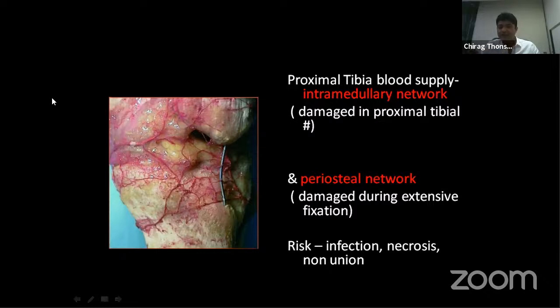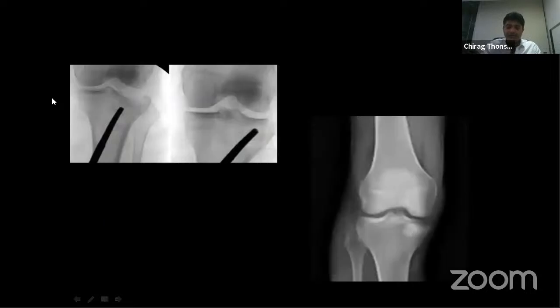What does this lead on to? This leads to the risk of infection, necrosis, and of course, some of these fractures, especially the bicondylar or type 6 fracture, are more notorious for non-unions. These are all the day-to-day problems which we encounter in proximal tibial fractures, and this is what makes their treatment more challenging.